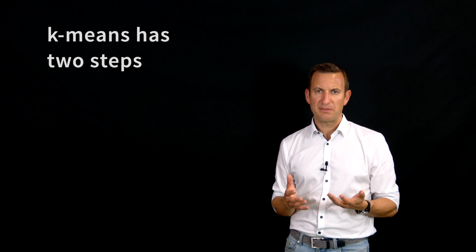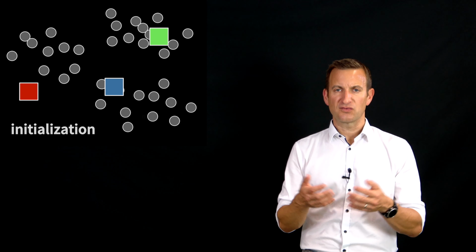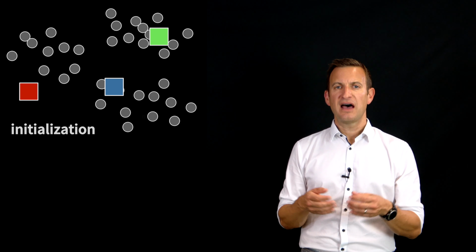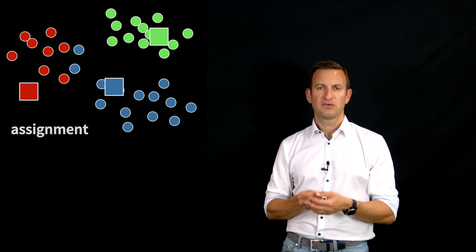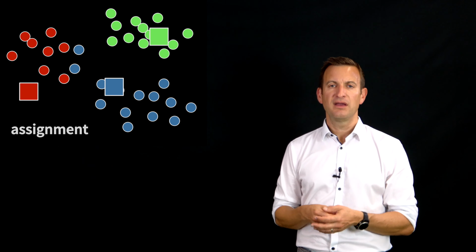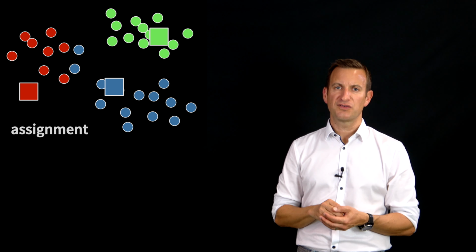So how does k-means work? It's basically an algorithm which has 2 steps. After we randomly initialize these centroids or these representatives, what k-means does, it computes a data association of every data point to the closest centroid. So it's basically a nearest neighbor query that we are doing here. So every data point gets assigned to its closest centroid.